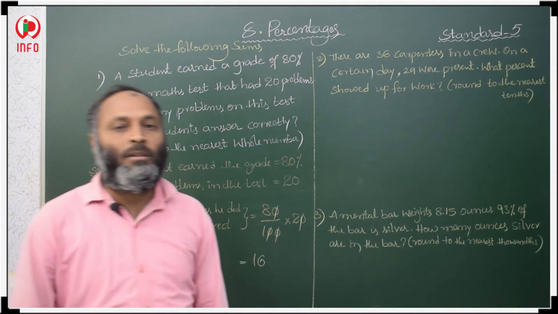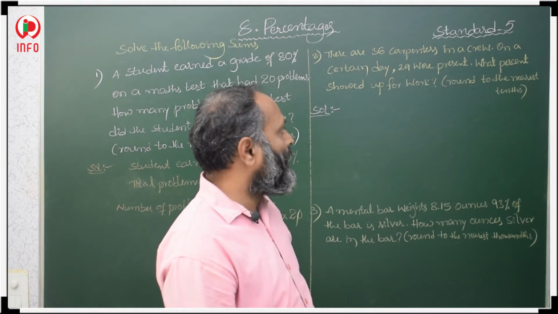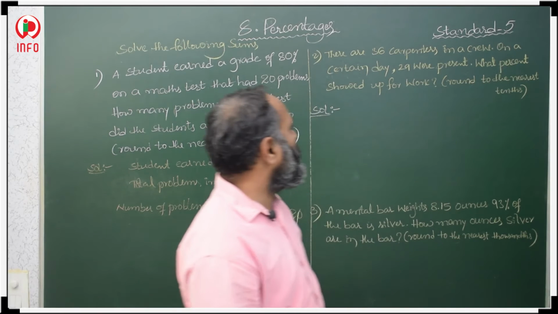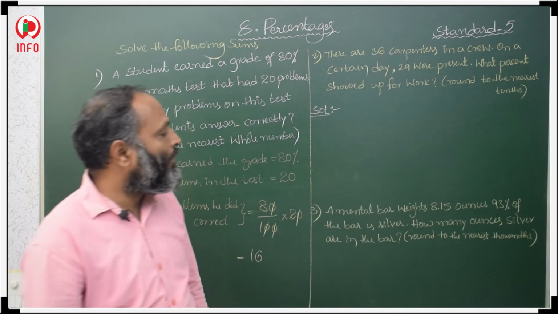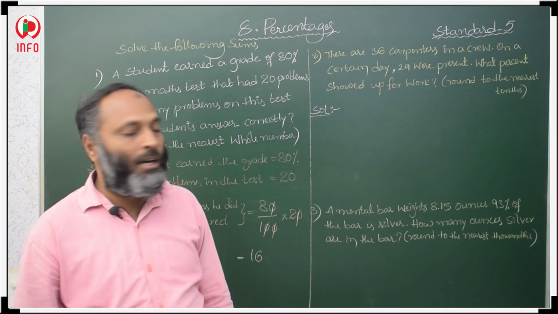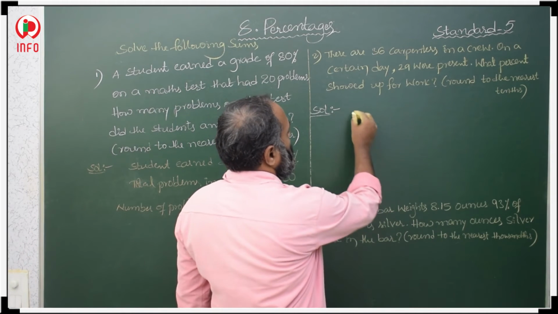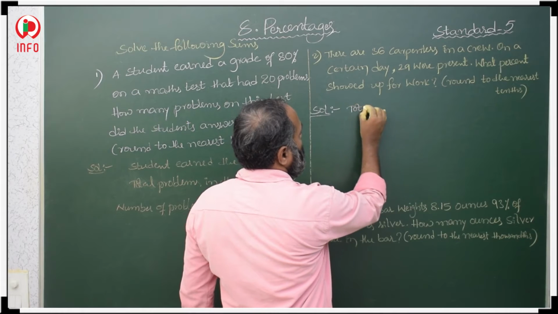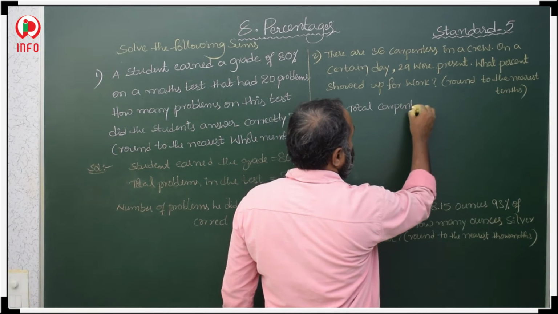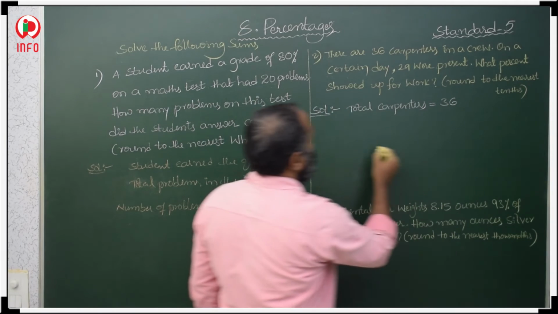Okay, so now here there are 36 carpenters in a crew. On a certain day 29 were present. What percent showed up for work? So we have to find how many are at work. Total carpenters: how many carpenters? 36 carpenters were there.